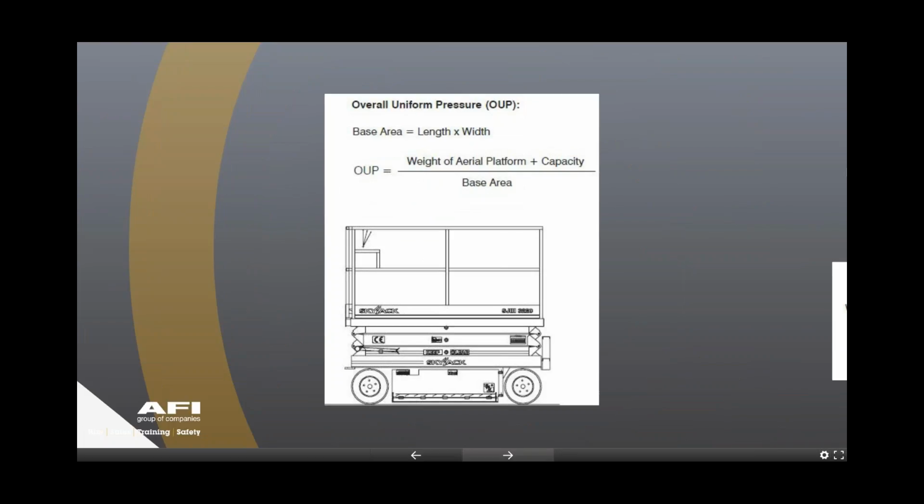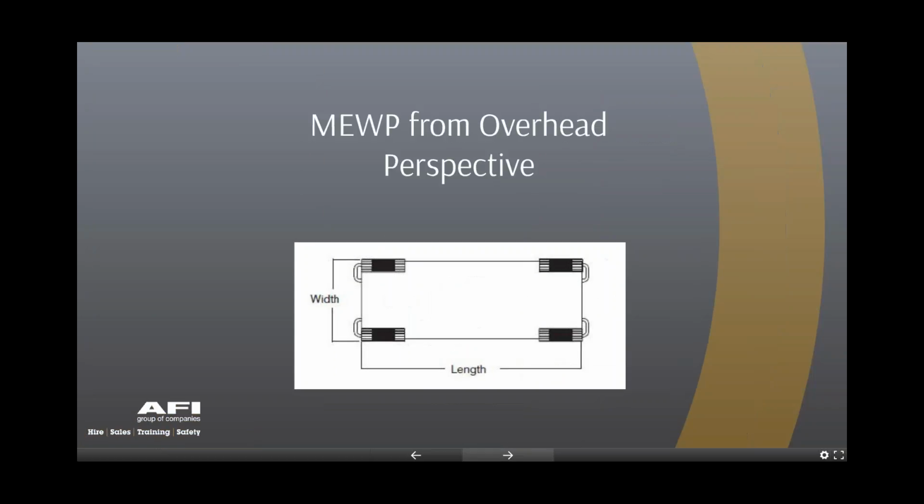So in this situation, you've got the base area, which equals the length times the width, and you've got the weight of the aerial platform plus its capacity, in this situation 227 kilograms, divided by its base area. But again, if we look at the MEWP from the overhead perspective, you're going to have your width and your length, but you've also got your tire indications there as you can see them. So hopefully that gives you a little bit of information as to how they arrive at some of these figures, and you're thinking, Craigie, how the hell is it actually that heavy?